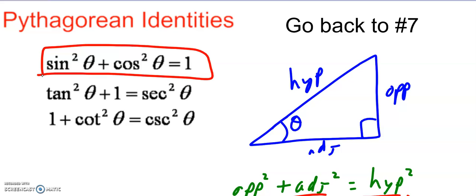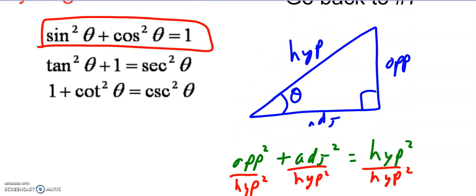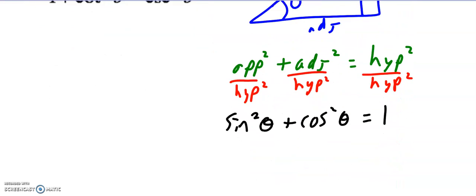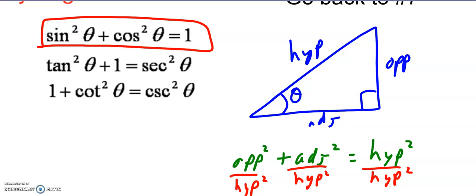Now, if I know that Pythagorean identity, and I know my reciprocal identities and my quotient identities, it's really easy to understand where I come up with these other two Pythagorean identities. So for instance, and I could do this a couple of different ways. I could take the exact same triangle that I have here, the exact same Pythagorean theorem that I wrote down here, and instead of dividing by hypotenuse squared, I could divide everything by adjacent squared, or I could divide everything by opposite squared.